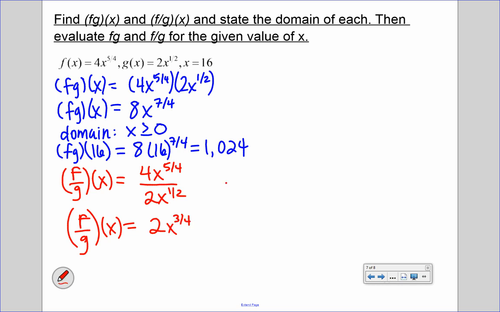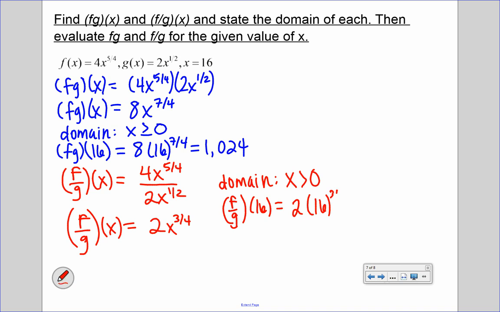The domain for this one, be really careful, x cannot equal 0, but our final answer is a fourth root, so it also has to be greater than 0. So it's x is greater than 0. It cannot equal 0, just x is greater than 0. And then we're going to find f divided by g of 16, which gives us 2 times 16 to the 3/4, which is going to equal 16.